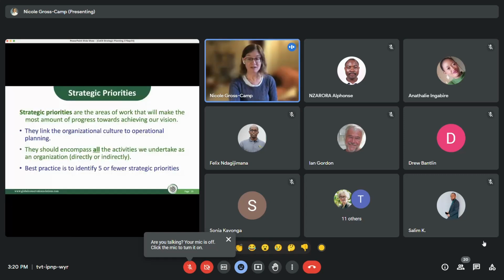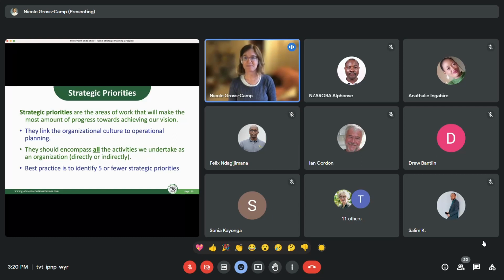Strategic priorities. These are the actions, right? The strategies that are going to help us to move towards our vision. Where the boots hit the ground. And so these are all the activities.